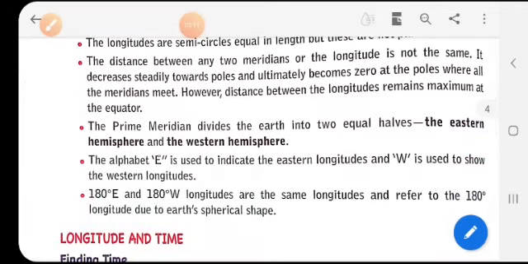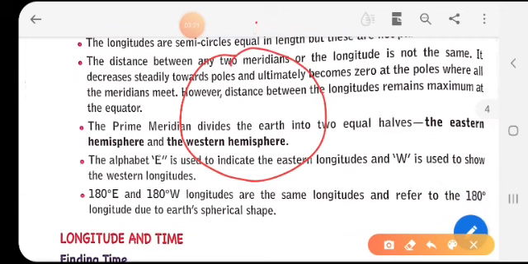The prime meridian divides the earth into two equal halves. So, children, this is the earth and the prime meridian goes in between, and the part to the eastern side is called the eastern hemisphere, and the part that goes to the western side is called the western hemisphere.